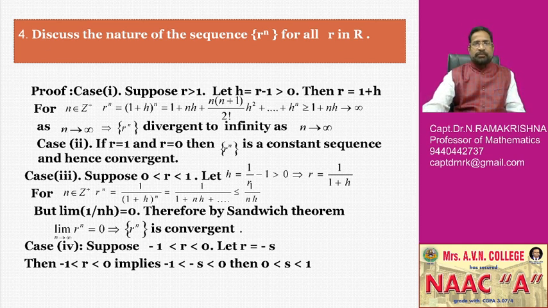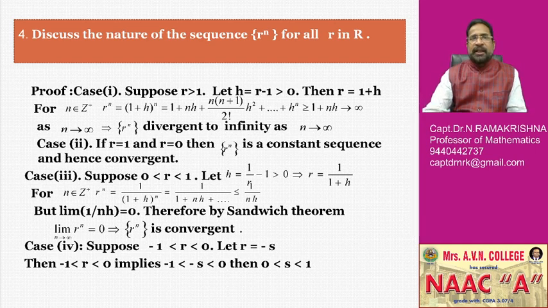That is case 1. Now case 2. Take r is equal to 1 and r is equal to 0. Then the sequence r power of n is a constant sequence. A constant sequence is always convergent. Now go for case 3.